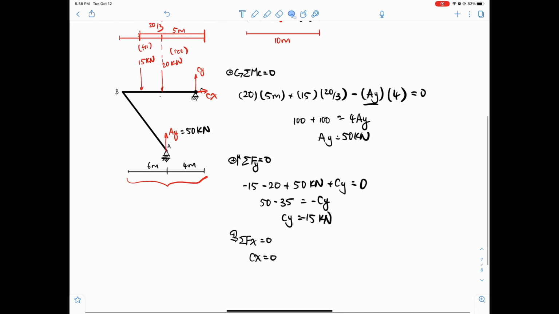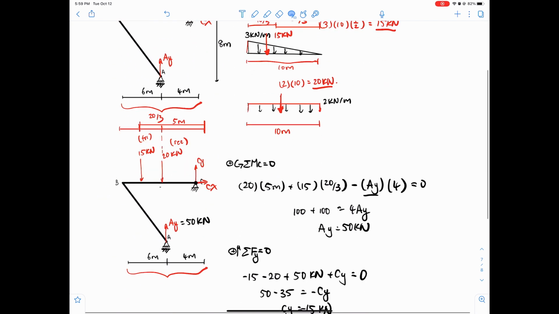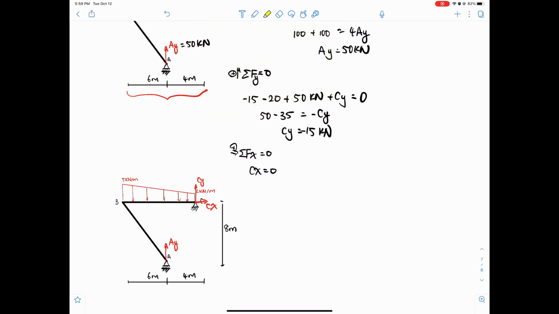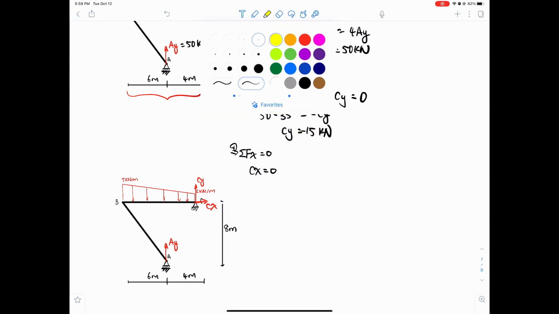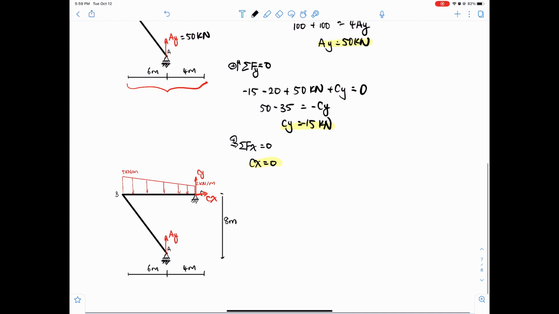So once again, let's just summarize here. Why don't I just copy the original problem? Okay. So let's just copy that, move that down here, all right? And we found our answers to be CY equals negative 15. That is a very small highlighter. CY equals negative 15, AY equals 50, CX equals 0. All right, so let's just mark that down real quick. All right, so no CX, AY equals 50 kilonewtons, and CY equals negative 15 kilonewtons. All right, and that's just simply your problem, all right? CX equals 0 again, so I didn't put it down.